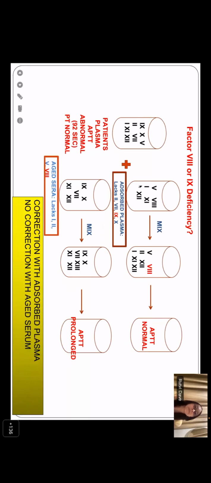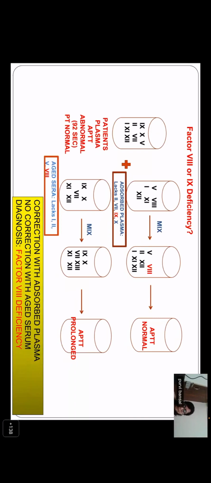On the other hand, the adsorbed plasma has factor 8. It does not have factor 9. And as a result, the adsorbed plasma is able to give you complete correction. Is this fine? So correction with adsorbed plasma, but no correction with aged serum in such a patient with isolated APTT prolongation is factor 8 deficiency. So what is the next test that you want to perform? Factor 8 assay.